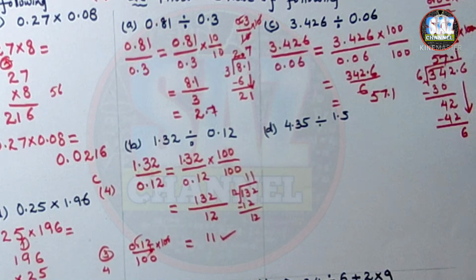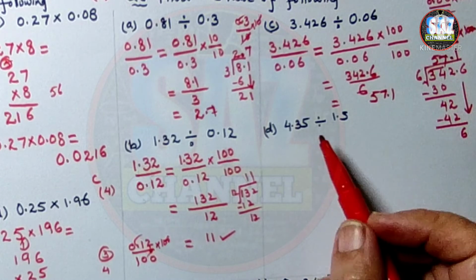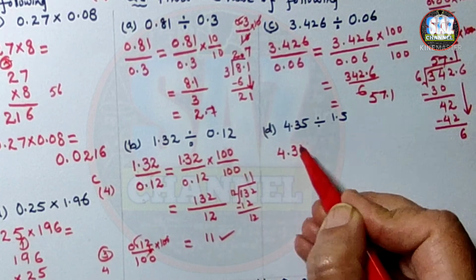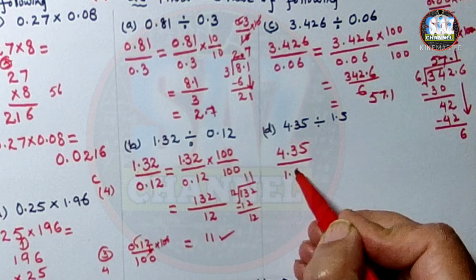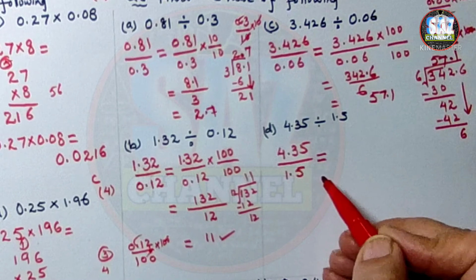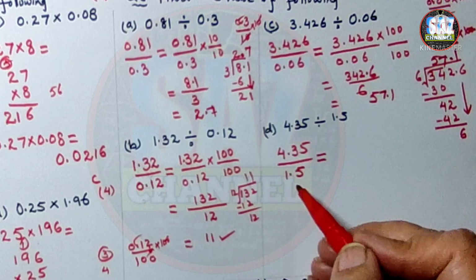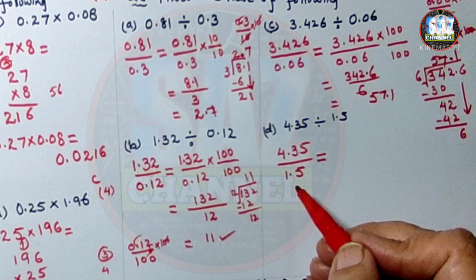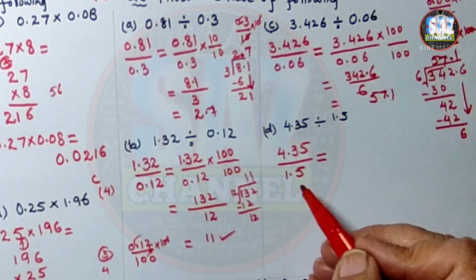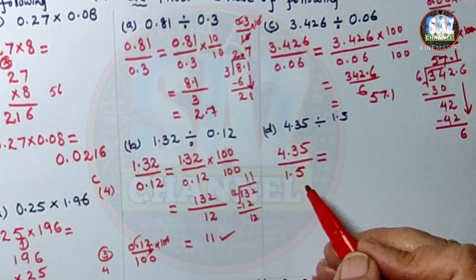4.35 divided by 1.5. Okay, recall the first rule for the division of numbers which are in decimal, that we have to write the number in the form of a fraction. So I have written the number in the form of a fraction, and then what we have to do is make the denominator an integer by removing this decimal. And how can we turn our denominator into an integer? By multiplying this number by a suitable power of 10.